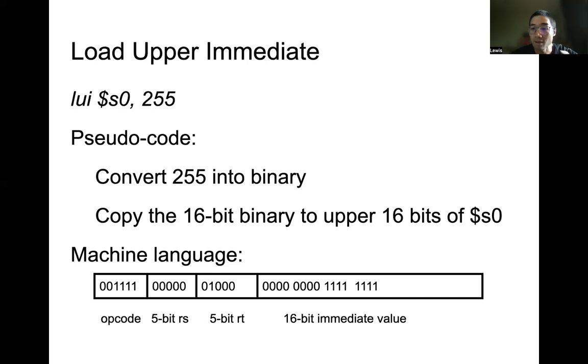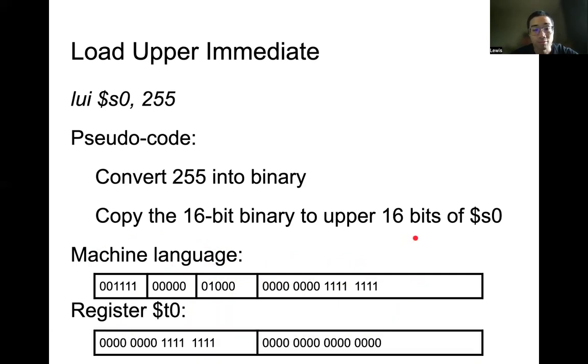To help you, the first field is the operation code. The second field is the register. Then the third field is also a register, like the source and destination. And finally, we have a 16-bit immediate value. After completing this instruction, your register T0 will look like this, because only the value is copied into the upper 16 bits. So all the lower 16 bits are zeros.